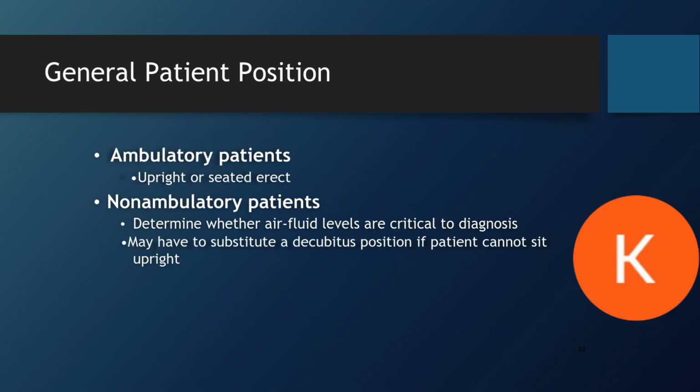All right, for general patient position, we have two types. We have ambulatory patients who can stand upright or be seated erect. And then we have the non-ambulatory patients. Determine whether air-fluid levels are critical to diagnosis; you may have to substitute a decubitus position if the patient cannot sit upright. In our case, if we're doing a chest x-ray and the patient cannot stand or sit erect, we can do their chest x-ray lying down in a decubitus position.